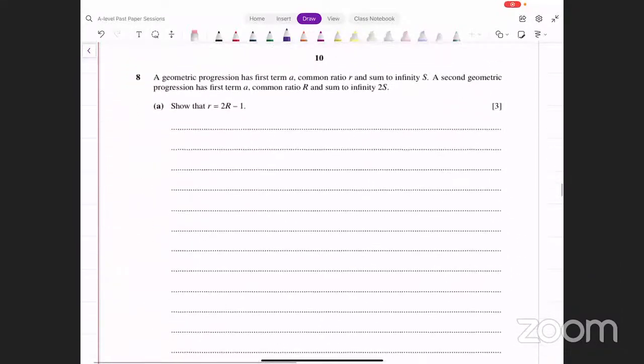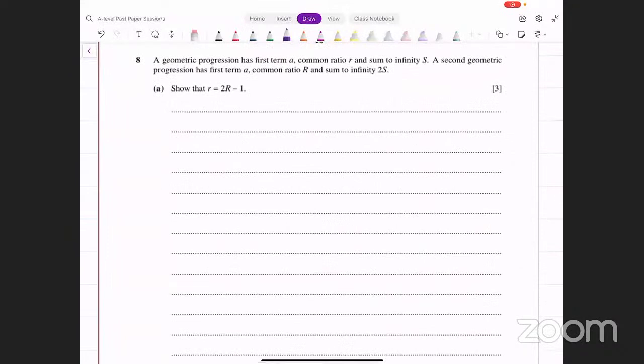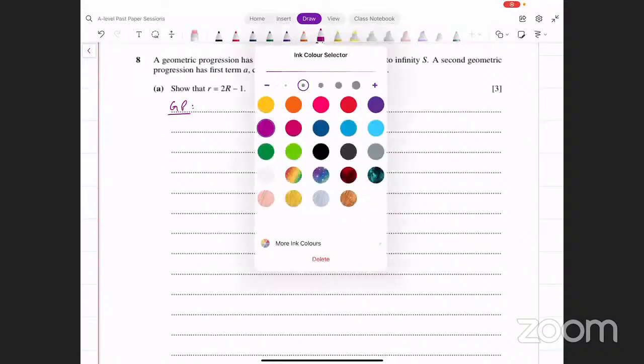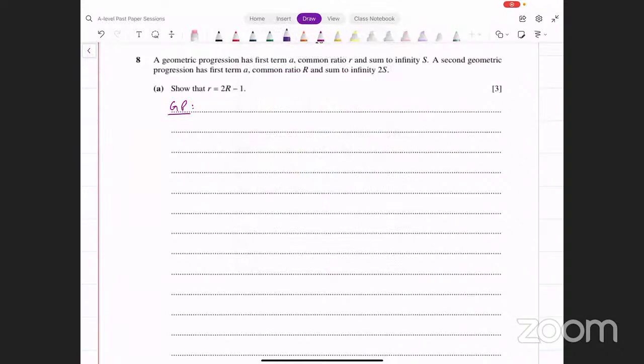Question number 8. We've got a GP, a geometric progression that has the first term A, the common ratio R, and sum to infinity S. So now we've got a GP, a geometric progression. First term A hai, ratio R hai, that's like standard. Sum to infinity S hai. Sum to infinity ko usne S se denote kiya hua.